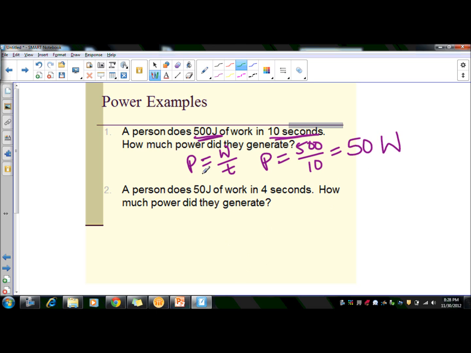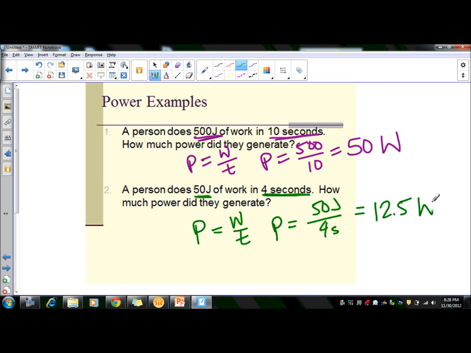All right, so in the second example, we have 50 joules of work in 4 seconds. So again, both numbers have units, so we're going to do just plug and chug. So power equals 50 joules over 4 seconds. And here I happen to use units, you don't have to. And that gives you 12.5 watts.